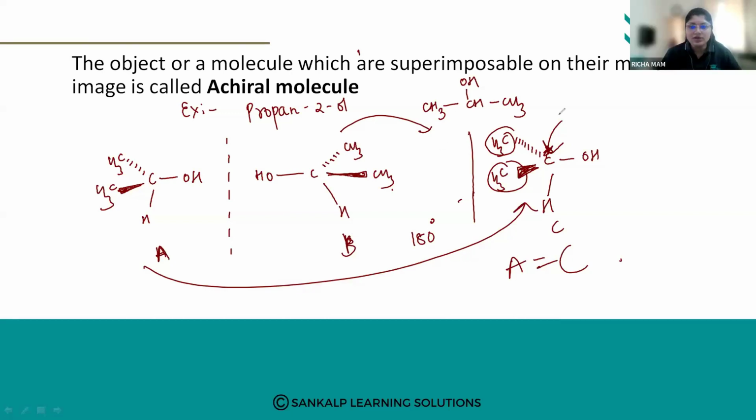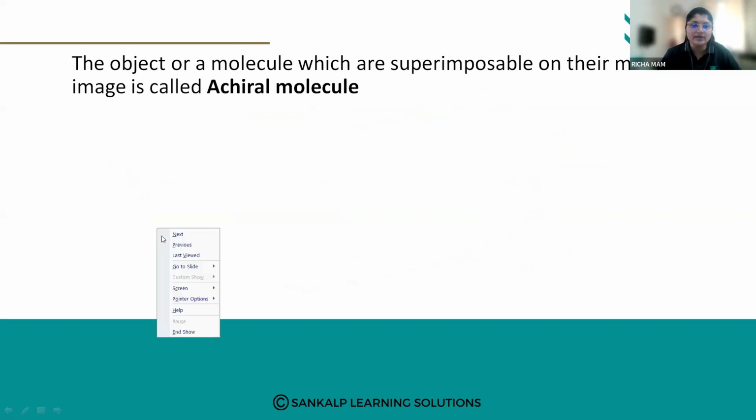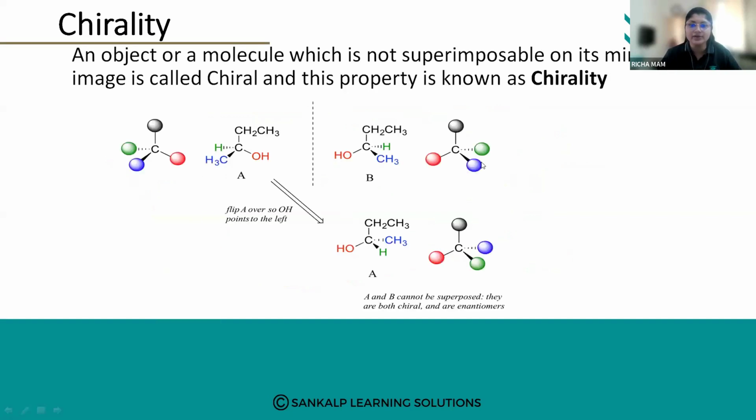Okay, so as there are no four different groups attached, hence it is called an achiral molecule. Is it clear up to here?